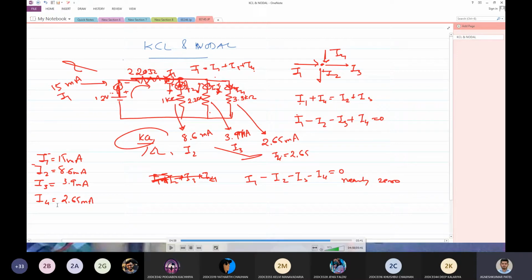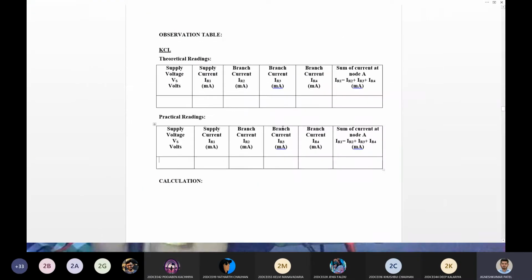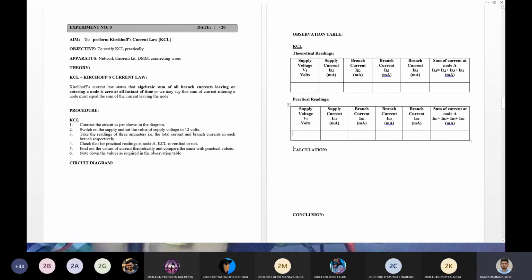So these are the readings. You can take a screenshot. That would be helpful to you while you actually do your workbook. Okay, so this is all about KCL. Now, if you have any questions related to KCL or this practical, then you can ask, be it theoretical or practical.